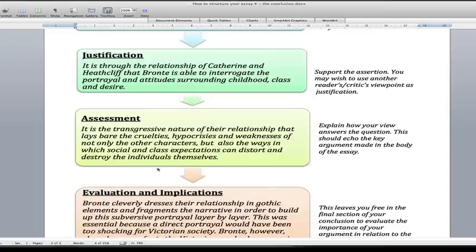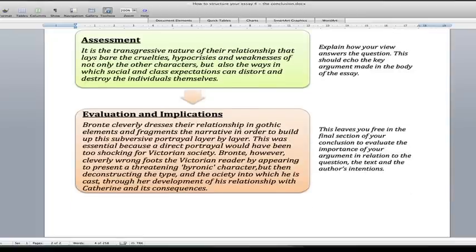Again, explain how your view answers the question, and this should echo the key argument made in the body of the essay. And then finally, an evaluation of your points and their implications towards the question and your understanding of what you've been asked to do. So here the genre elements are brought in, here Bronte's intentions are brought in, and linked to actually the implications of Bronte's presentation of Catherine and Heathcliff's relationship in terms of it being somewhat satiric, somewhat deconstructing of a genre, a Gothic genre, and also looking at creating a new space for a female character within the Victorian novel.